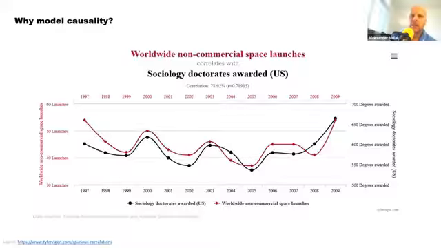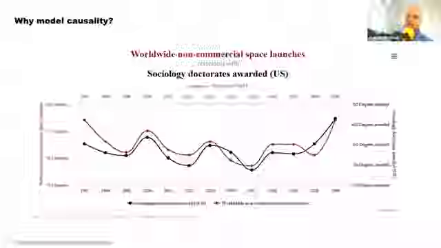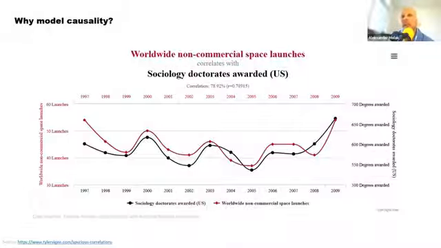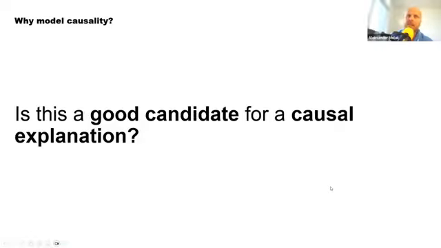As a side note, there's a correlation between the number of sociology doctorates awarded in the United States and worldwide non-commercial space launches. And this correlation is pretty strong, and it holds consistently, at least over a decade, from 1997 to 2009. You can use FCI, fast causal inference, a version of PC that works with unobserved variables, and can uncover the fact that there is a hidden confounder. So that would be a good candidate for a causal explanation, and this method is particularly designed to work with time series.